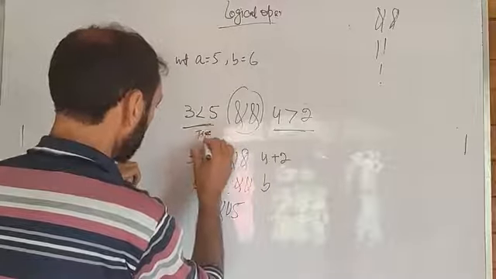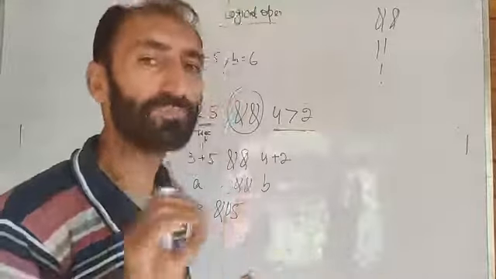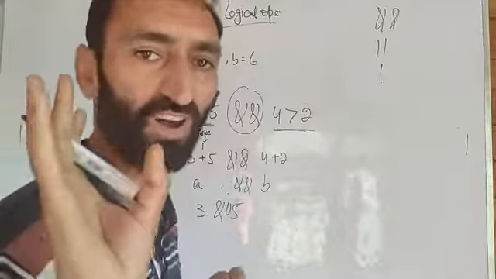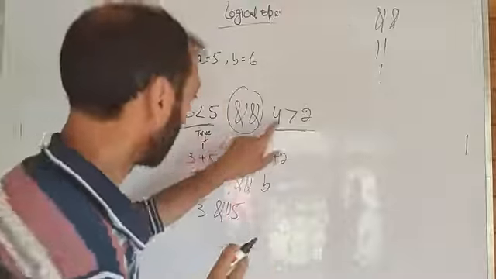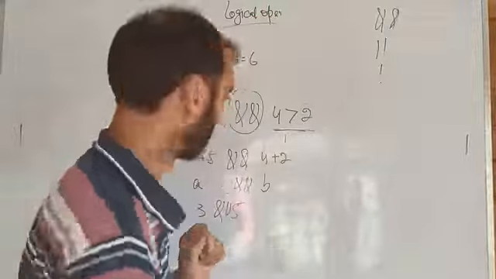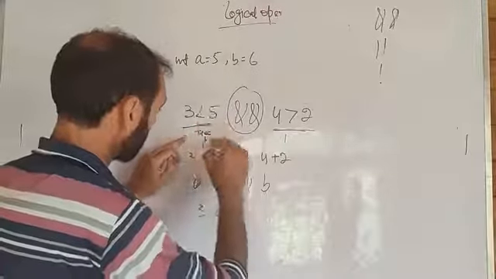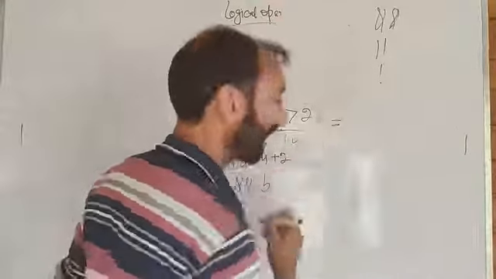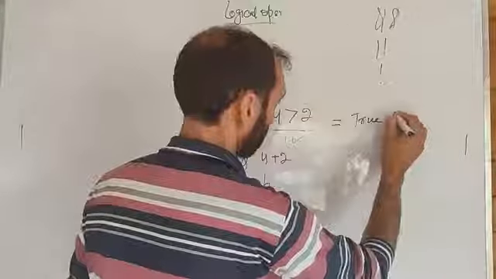True is denoted by 1. The computer considers anything other than 0 as true, and 0 is considered as false. In short, true is considered 1. Now 4 greater than 2? Yes, true. That means the condition is met. 3 less than 5 evaluates true, 4 greater than 2 evaluates true, so the total output here will be true, that means one.